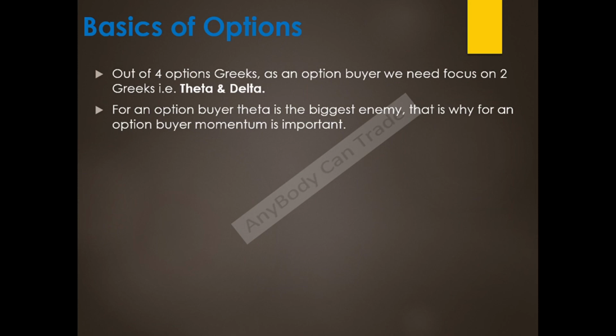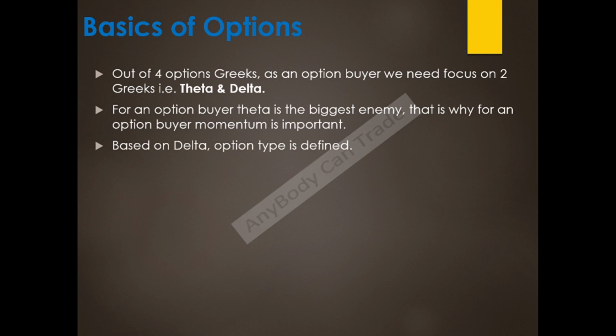So for an option buyer, out of the four option Greeks, we need to focus on two Greeks, that is theta and delta. I think I have already explained. And also for an option buyer, theta is the biggest enemy, which I have already emphasized a lot. And based on delta, the option type is defined.